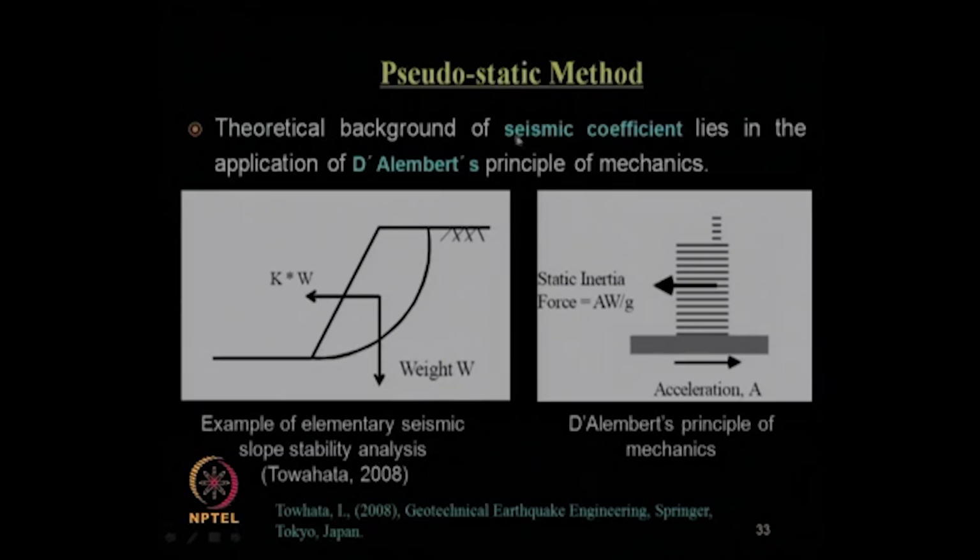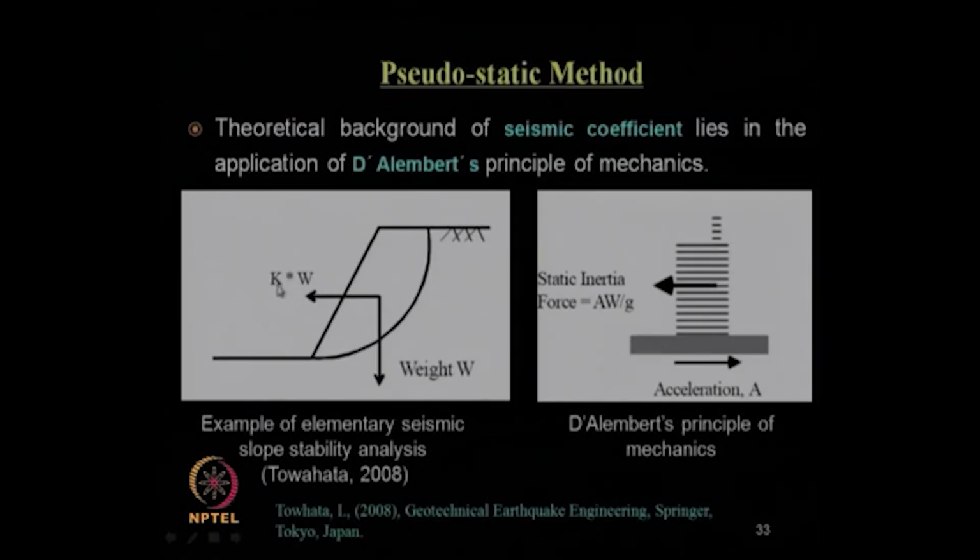In this case, the theoretical background of the seismic coefficient lies in the application of D'Alembert's principle, which we have already learned in our soil dynamics course, as well as in this course in the beginning, principle of mechanics. So, suppose this is a failure zone of the soil, which has a weight of W. Now, there will be a horizontal component of seismic acceleration. If we take the coefficient of that seismic acceleration multiplied with that failure mass or failure weight, then the force we get is nothing but the inertia force. This is called seismic inertia force due to the horizontal acceleration of the earthquake.